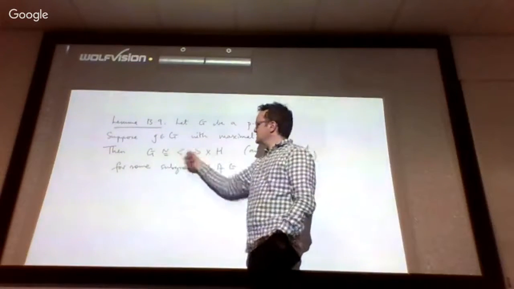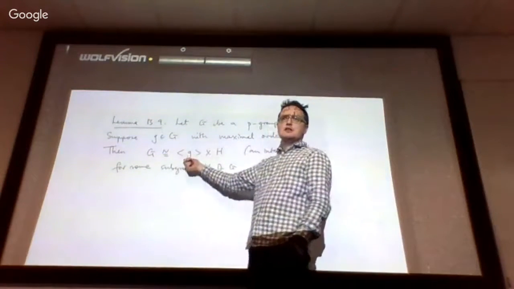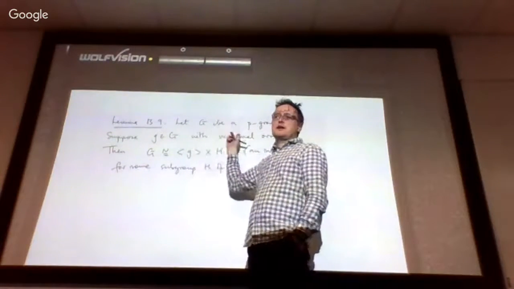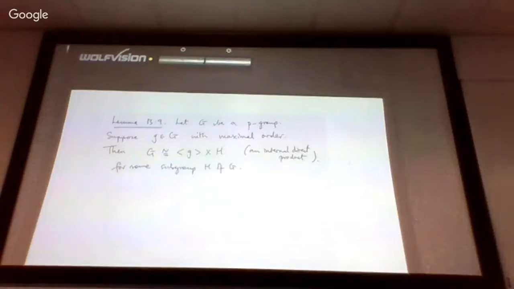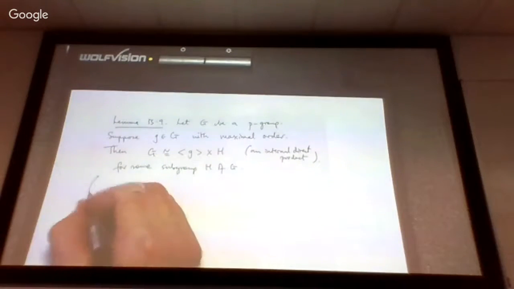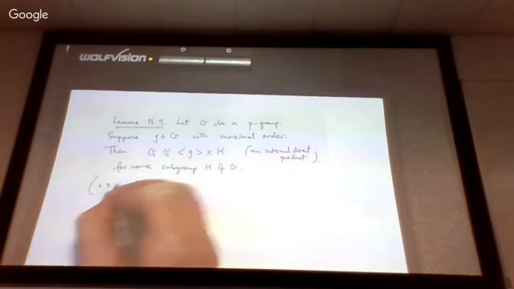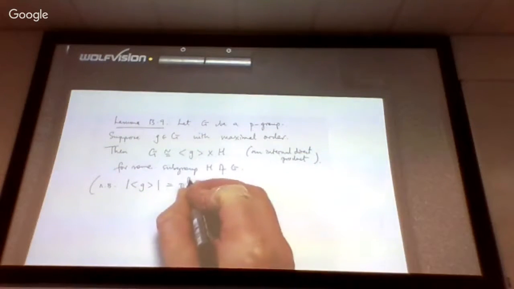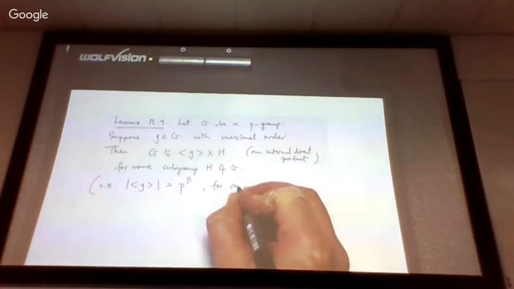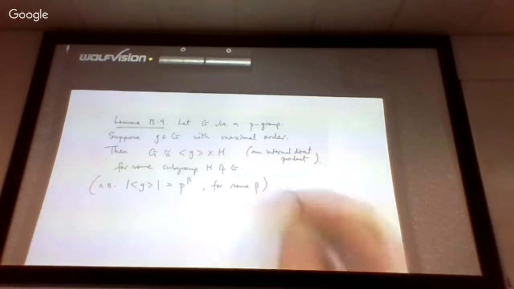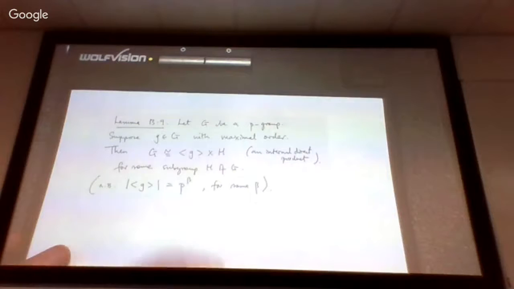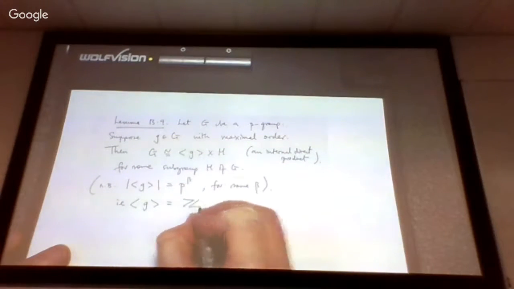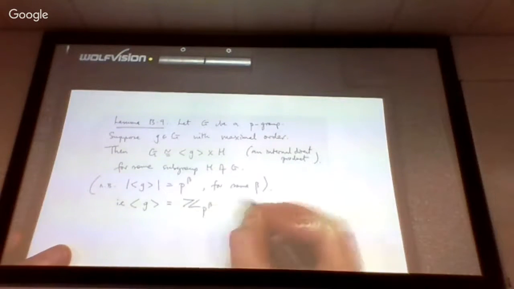What's the size of this cyclic subgroup generated by g? Well, you see, capital G is a p-group, so every element has order some power of the prime p. So the size of this cyclic subgroup generated by g is some power of p, i.e., the cyclic subgroup generated by g is Z_p^β.